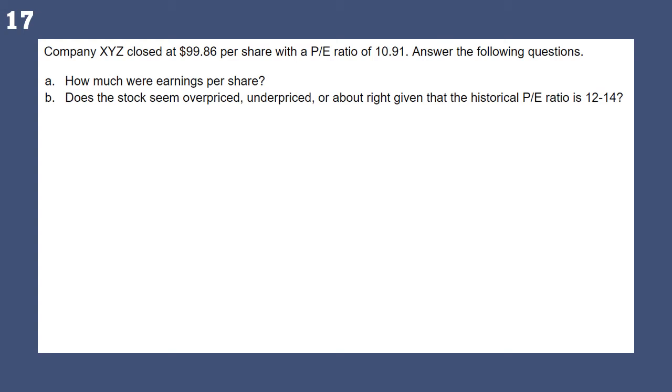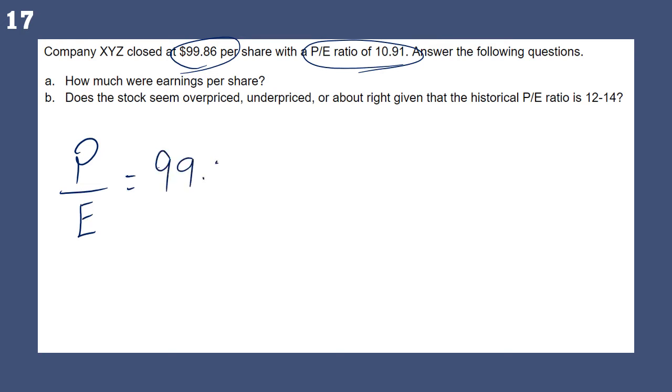Company XYZ closed at $99.86 per share with a PE ratio of 10.91. So PE ratio, it says P divided by E equals 99.86. Now, they also told me the P. Did you notice that? They gave me the price. So P is the price, so we're going to put 99.86 right there. And what they want to know is what were the earnings.